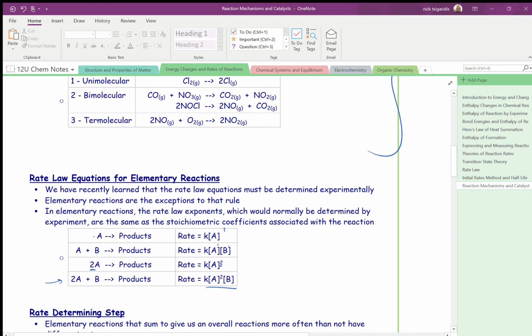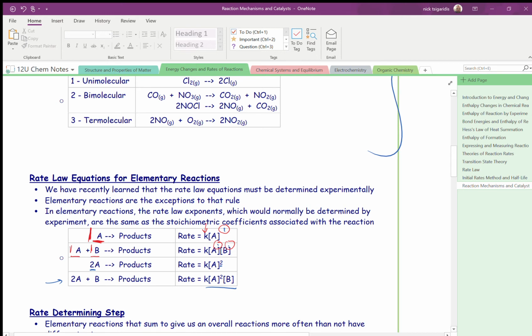So for example, if we had reactant A producing products, then the rate law for that particular elementary reaction would be k, which remember is our rate constant, the magnitude of that tells us how quickly it goes, times the concentration of A to the power of 1. Now it's to the power of 1 because the coefficient in front of A is 1. In the second example here, we have A plus B, so we have two reacting particles. Both of them have coefficients of 1, and as a result, our rate law for that is k times the concentration of A to the power of 1 times the concentration of B to the power of 1.